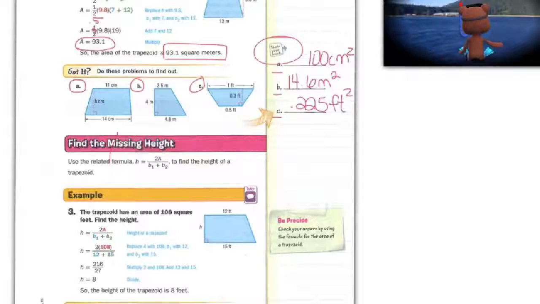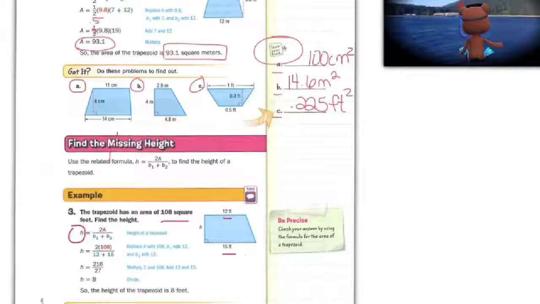So look at number 3 here. The trapezoid has an area of 108 square feet. Find the height, and we're given the base 1 and base 2. So in this case, you would fill in all your information into the formula. We are missing the height. Now, look at how they got this equation. They have height equals 2a over b1 plus b2. Where did they get that?